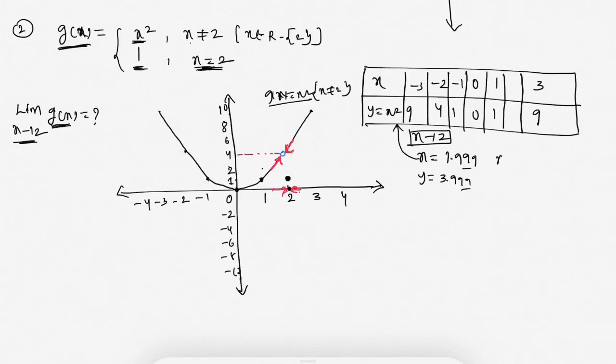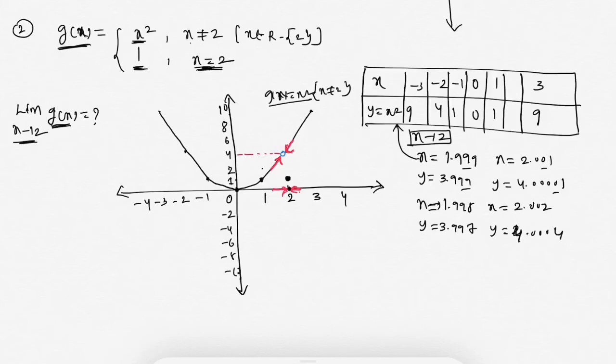Suppose if you take x equal to 2.001, then y you will get 4.0001. Similarly, if you substitute x equal to 1.998, then y you will get 3.998 or 7 something. Similarly, if you take x equal to 2.002, y you will get 4.0004.